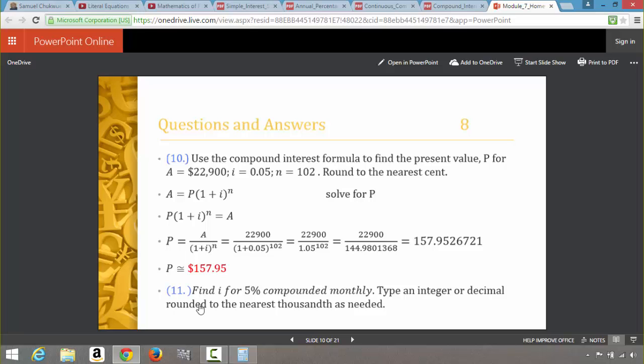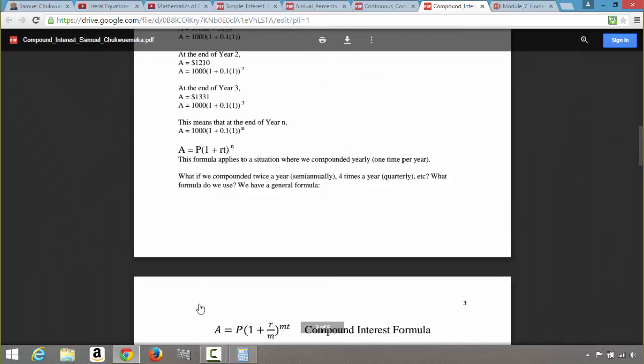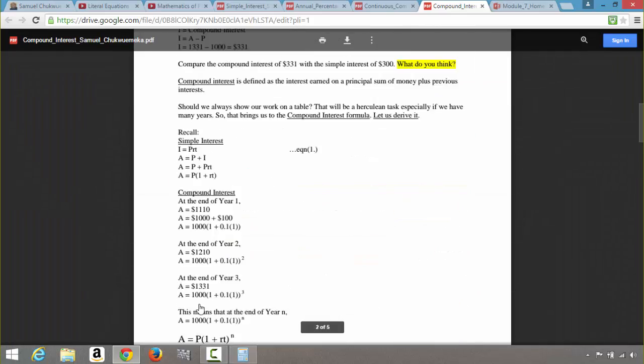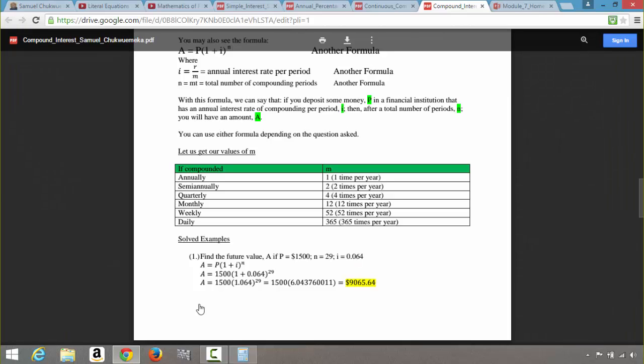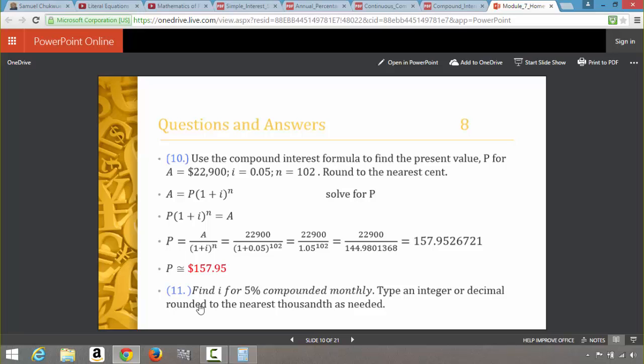Compounded monthly, good. If they say compounded monthly, compounded weekly, compounded daily, I did it here. See? Compounded annually, M is 1. Compounded semi-annually, M is 2, that means 2 times per year. Compounded weekly, M is 52, that means 52 times per year. So compounded monthly is 12, so we're going to use M as 12.